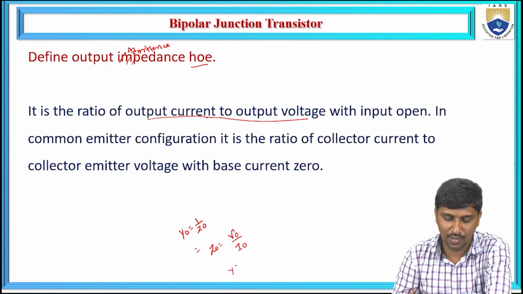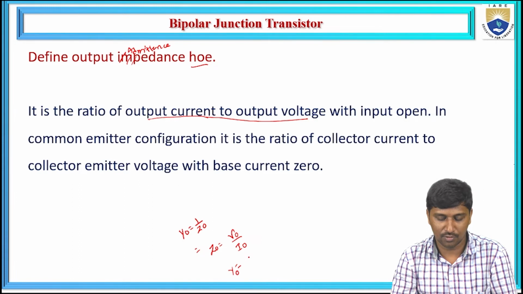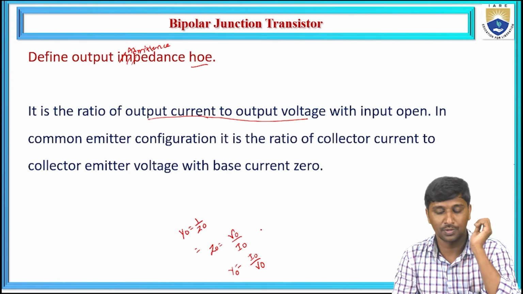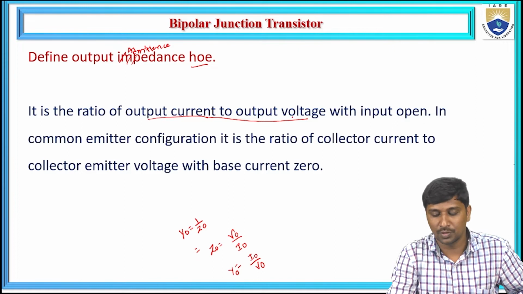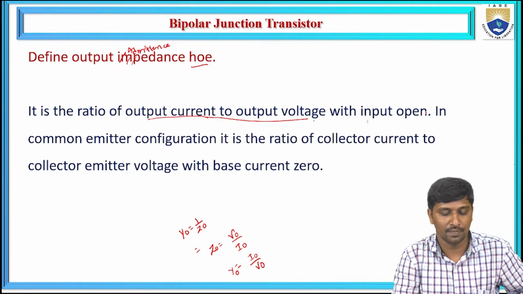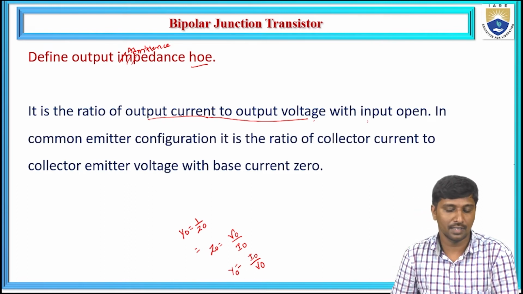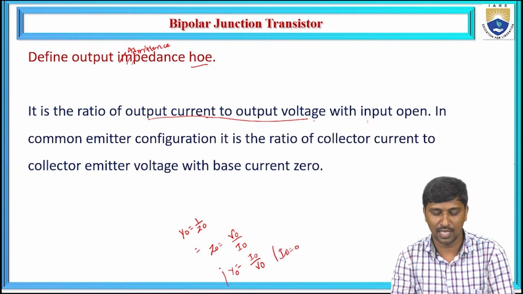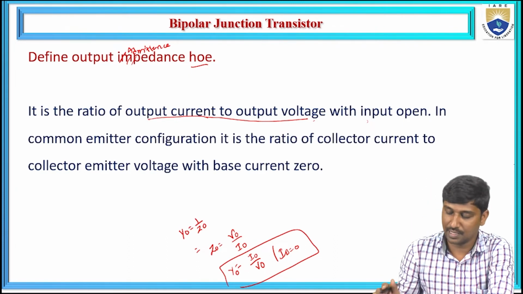So hence we need to find the output admittance. Y0 is equal to the reciprocal of impedance, that is output current to the output voltage. That is the reason it is represented as the ratio of output current to the output voltage with input open. In this common emitter configuration, it is the ratio of the collector current to the collector emitter voltage with base current 0, that is IB is 0. When IB is 0, we find this admittance parameter, that is HOE.